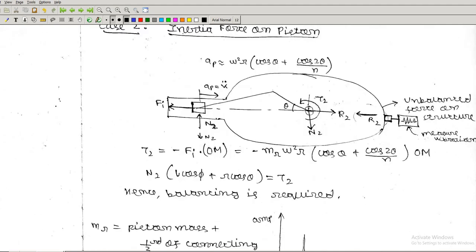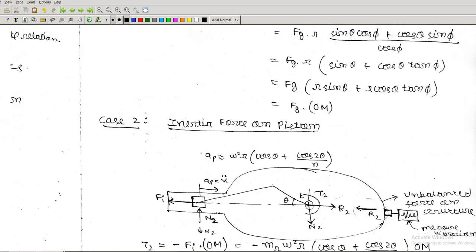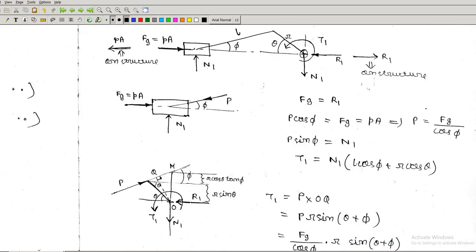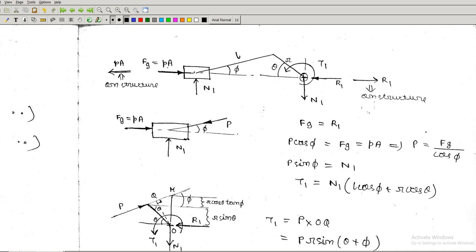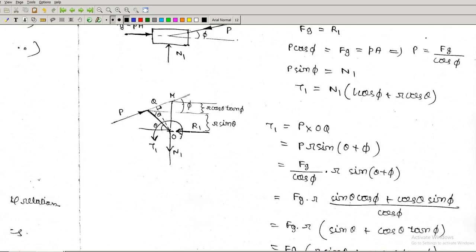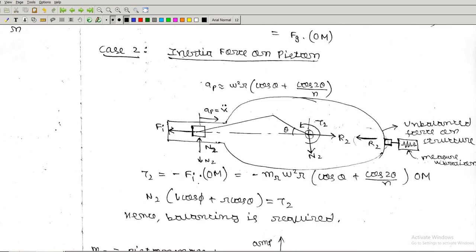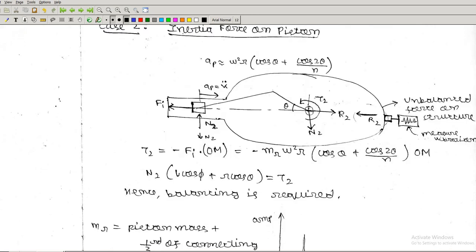So this unbalanced force is acting on the structure, and here T2 is minus Fi OM, because it is in the other direction. Fg is in this direction and Fi is in the other direction. So T2 is Fi into OM. OM as usual, if you extend this, is the point where it cuts the extension of the connecting rod.